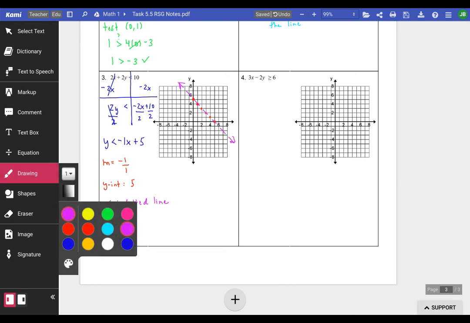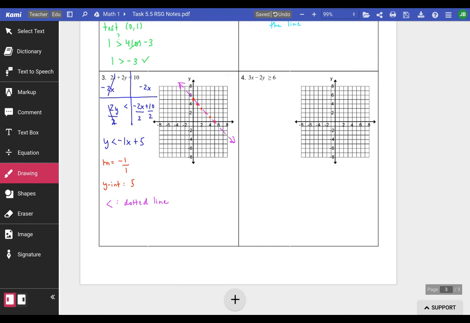And then last but not least, I have a less than symbol. So that means this time we're finally shading below the line. So if I look at my line, now I'm not looking up, I want to look down. And so everything on that same side here is going to get shaded in. And that problem's done.